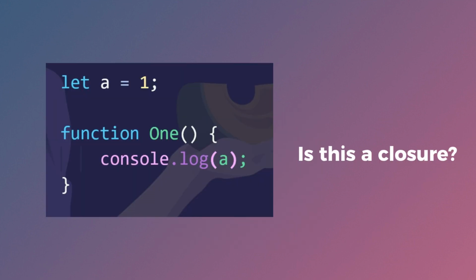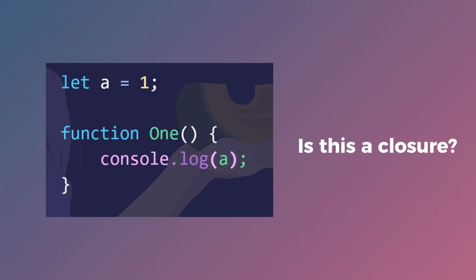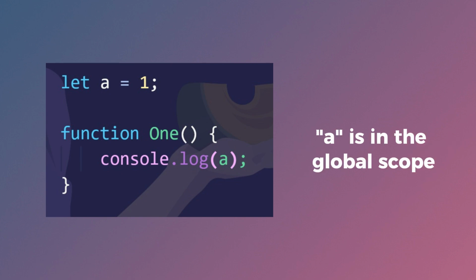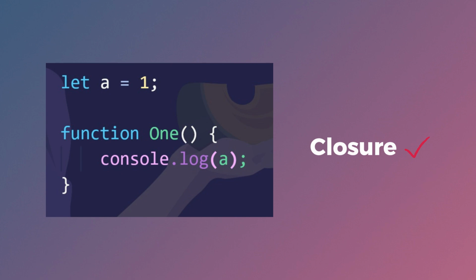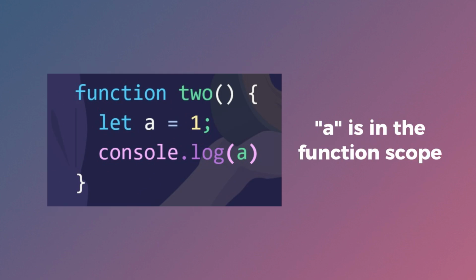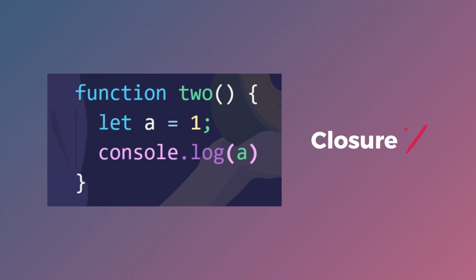Can you tell if function 1 is a closure? Function 1 uses a variable a defined outside of the function, therefore it's a closure. How about function 2? Function 2 uses a variable defined only within the function, so this is not a closure.